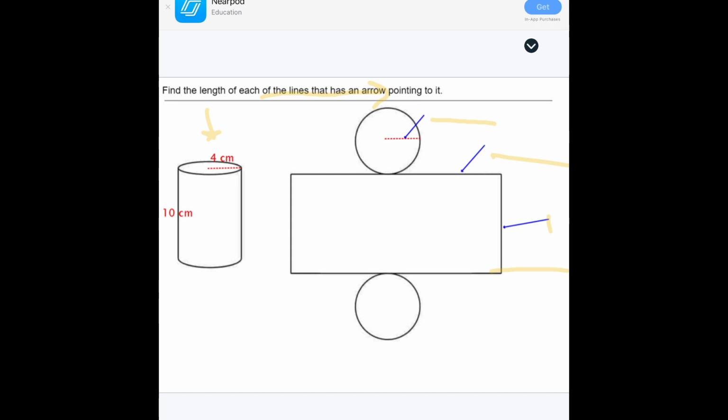Like the 4, where does it go? Like the 10, where does it go? So on and so forth. Do the best you can. Maybe I'll shorten it to about 1.5 minutes. Let's see what you got.